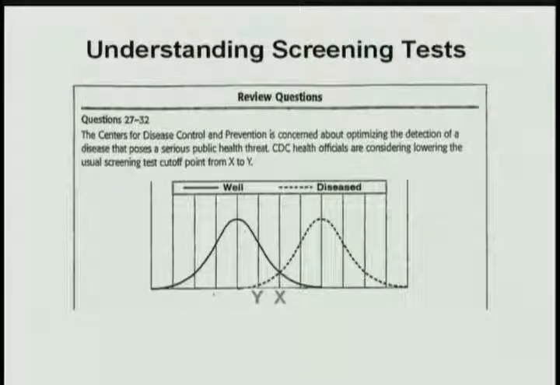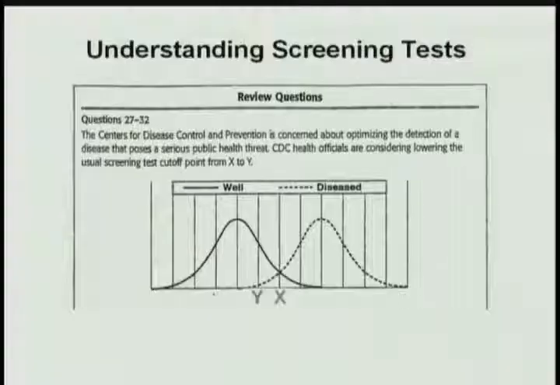Question 28. Moving the cutoff in the manner being considered by the CDC causes the positive predictive value to do what? Well, here's a thought. If the false positives are increasing, then the positive predictive value must be decreasing. Remember, the way to get perfect positive predictive value is to have no false positives. As my false positives increase, I must of course be decreasing my positive predictive value. I'm doing a better job at Y of selecting in disease people, but we're doing a worse job of correctly classifying the well people. Therefore, more false positives is worse positive predictive value.